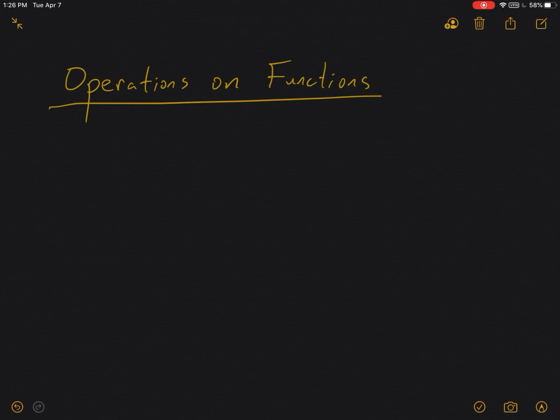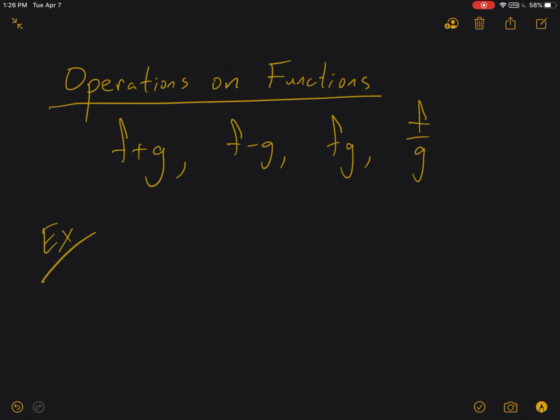The idea here is that we want to take 2 functions and put them together in some way to make a new function. So here I could define the function f plus g, or the function f minus g, or the function f times g, or f divided by g, where f and g are some given functions. These are all operations like addition, subtraction, multiplication, and division, and each of these is supposed to define a new function in terms of 2 old functions.